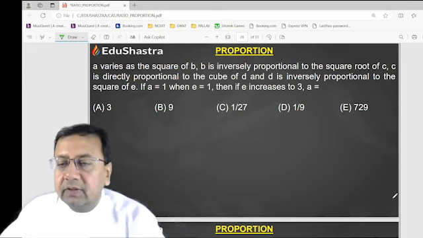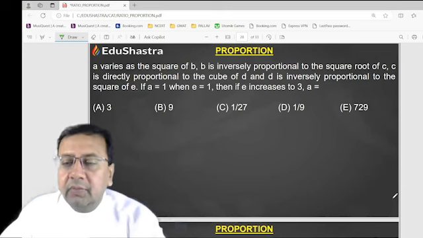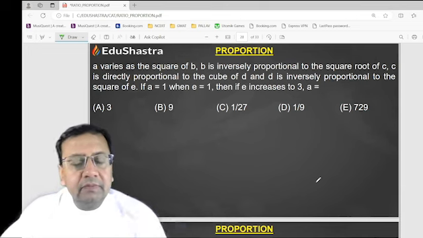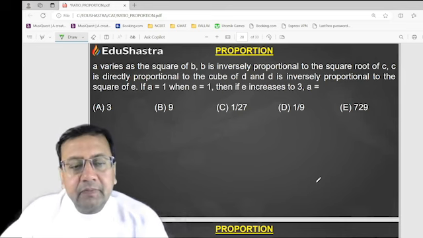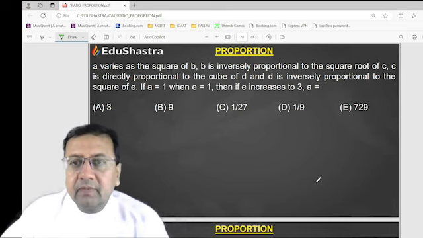Okay, Shreyas. Hello, Priya. What is your answer? Sir, it's 729, option E. The same way? Yes, sir, same way. I'm just calculating for the constant value.